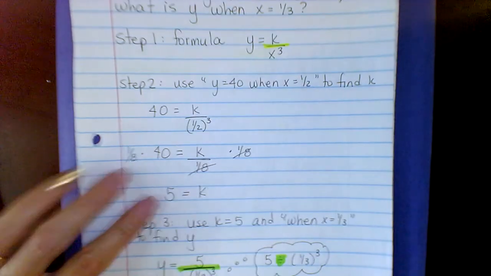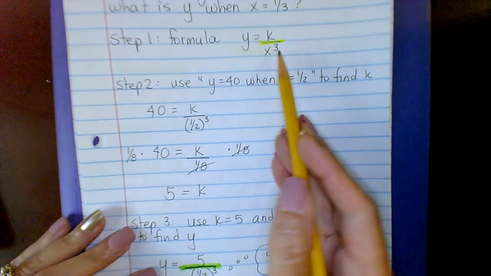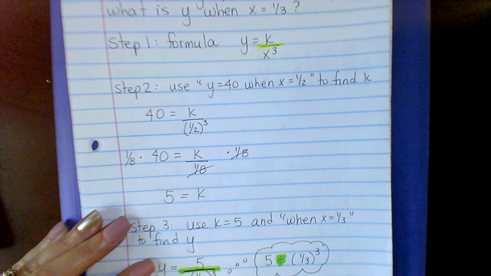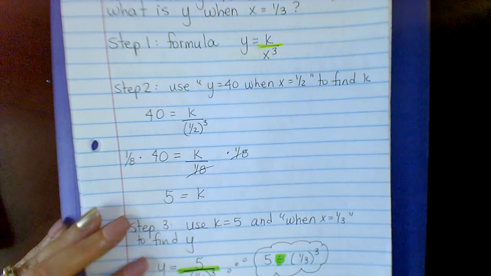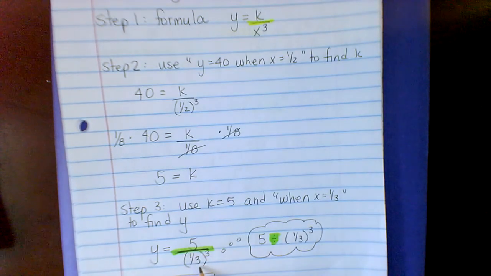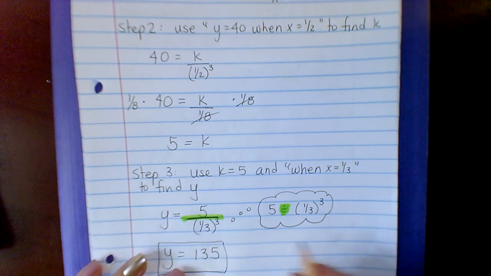Step 3, we're going to use this value of k and the when x equals 1/3. Go back to this formula in step 1. So we got the k value, we've got this x is 1/3. Don't forget to cube it because that's part of our formula. So here we get 5 divided by 1/3 cubed. I realize that that looks like a big old fat hot mess.